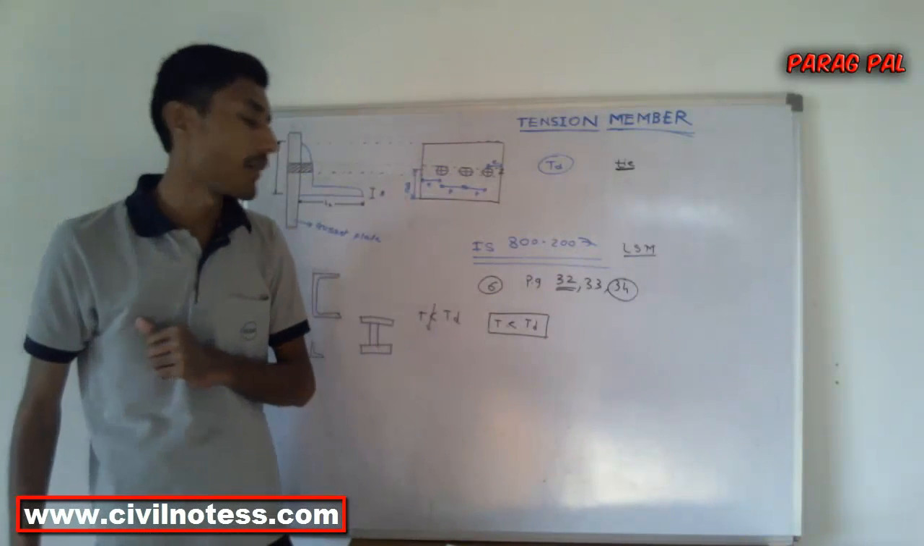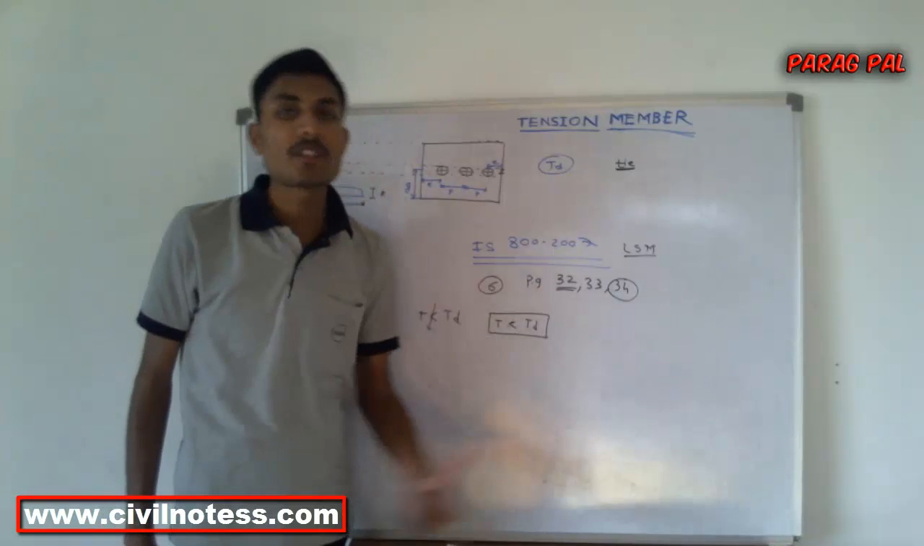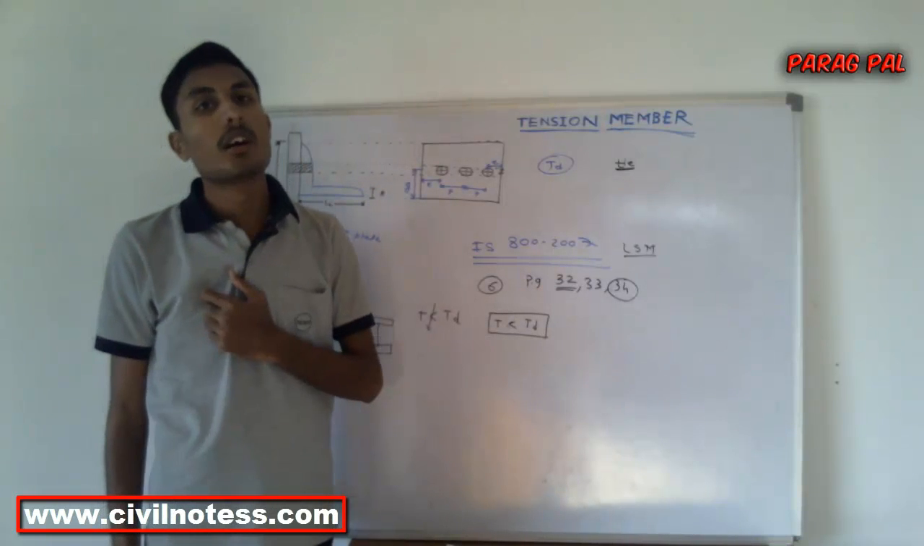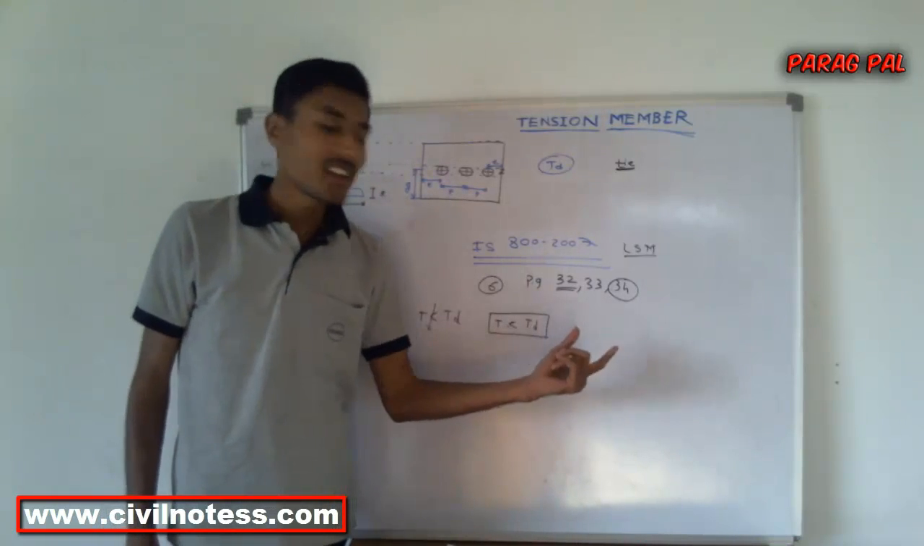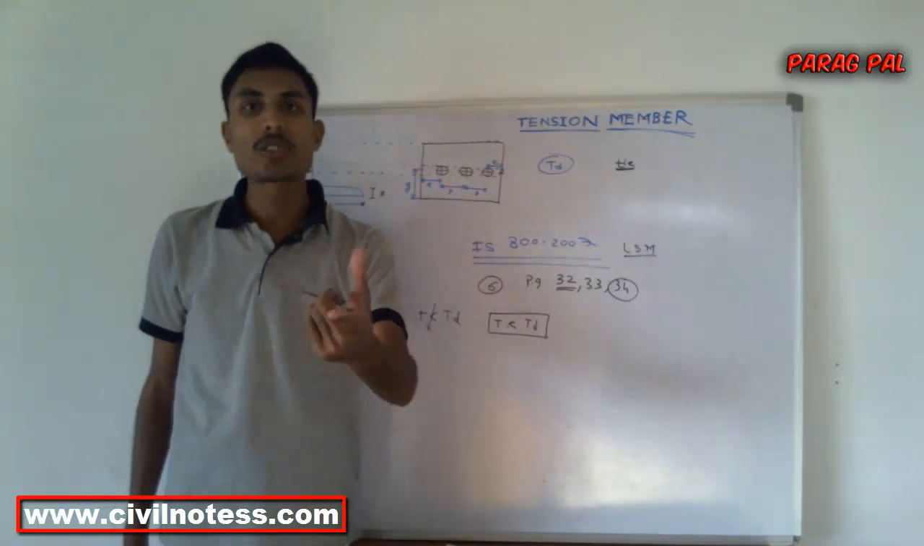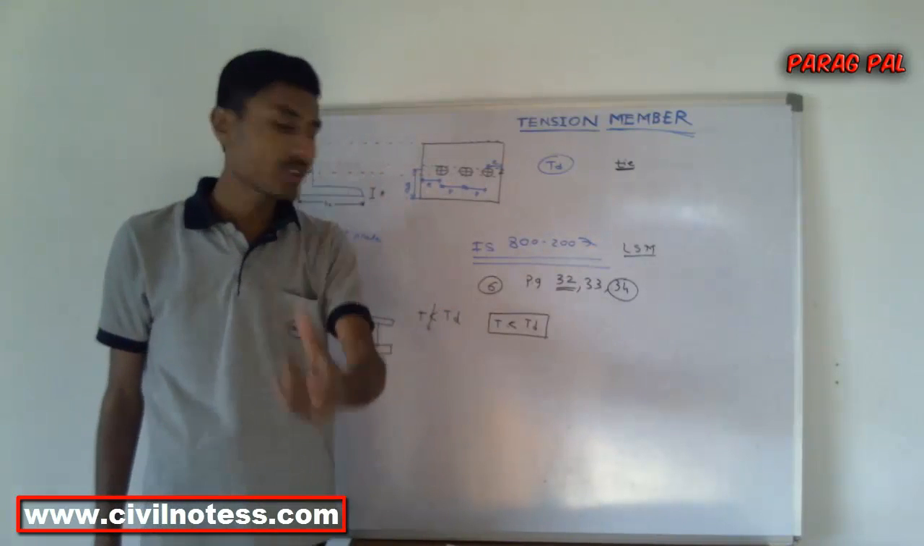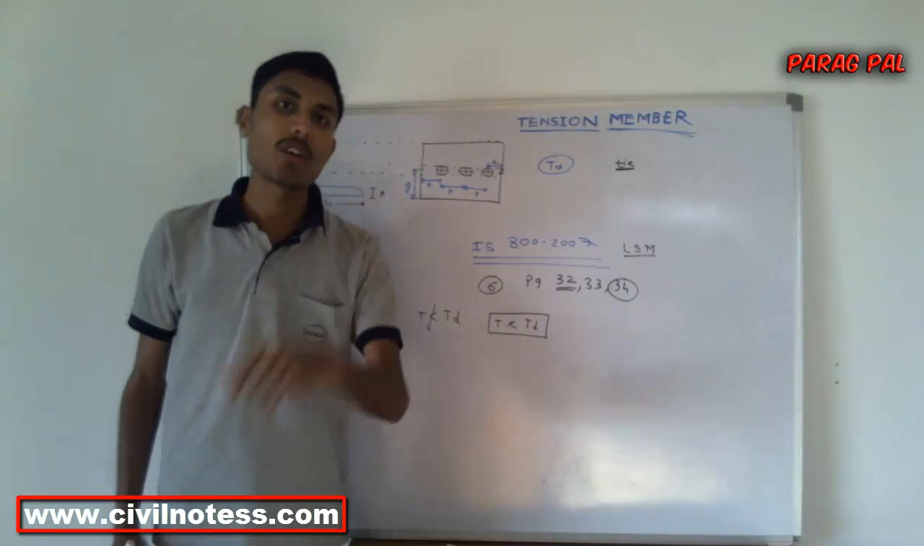These are the three strengths we are going to use. I am not going to show you this; if you have IS code 800 2007, just go to these page numbers and you can find it there.